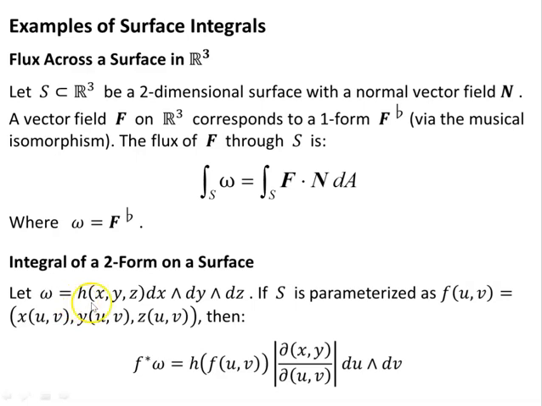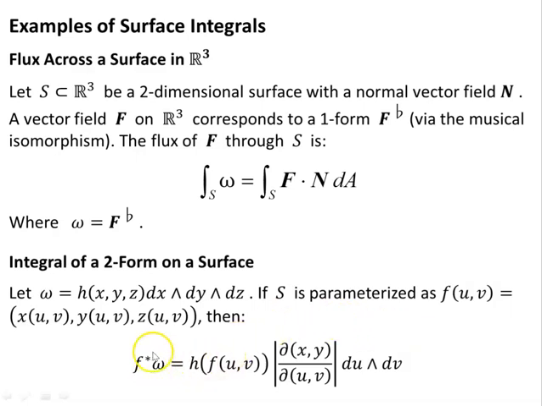So let omega equal h of xyz, dx wedge dy wedge dz. If S is parameterized as f of uv equals x of uv, y of uv, z of uv, and this is what I did in the previous video, then we can take that surface embedded in R3 and take it back to a 2 form over which we can easily integrate over 2 variables instead of 3.